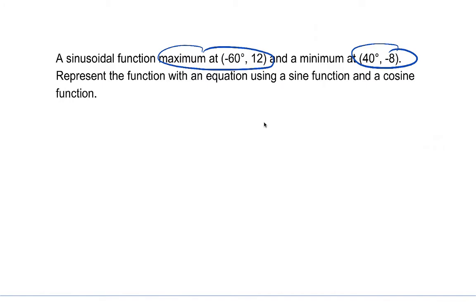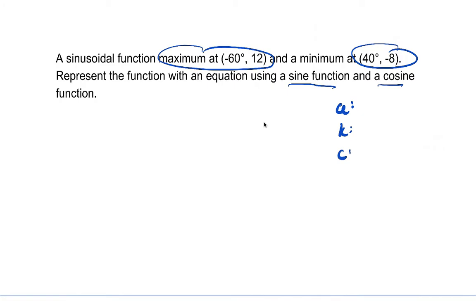So in order to come up with an equation, and this one is actually asking for sine and cosine, and I'll give a hint on which one we actually want to start first, but we'll always want to get our A, K, and C values. That is always going to be the same regardless of whether it's a sine or cosine. So how do we get these things?